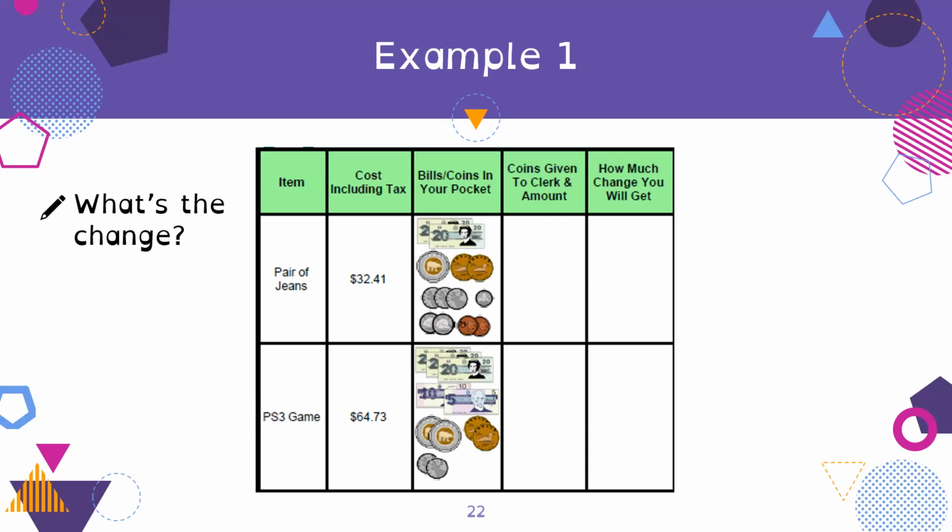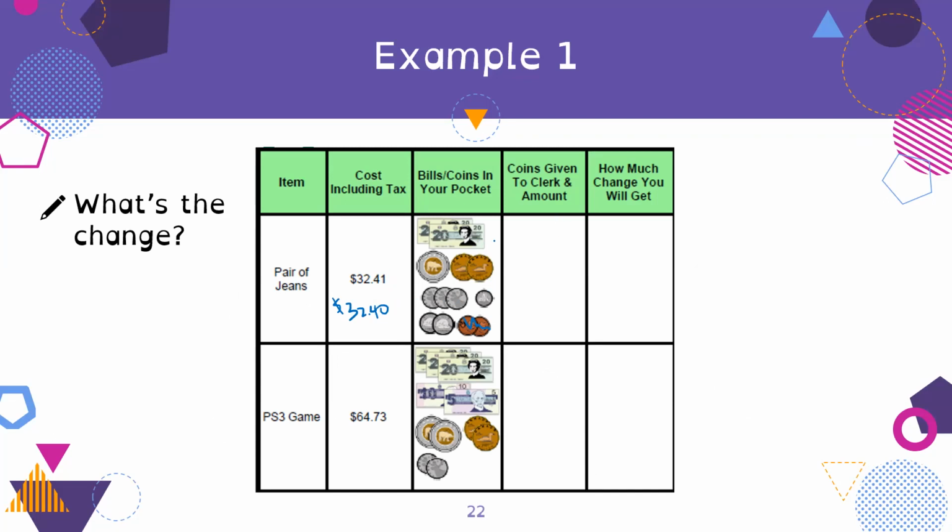So if we are buying a pair of jeans for $32.41. First off, this is what the price is if we were paying by debit, right? $32.41. But if we're paying in cash, we're going to be paying $32.40 because we don't have pennies. I know that in the picture we have pennies, but that is just an old picture.